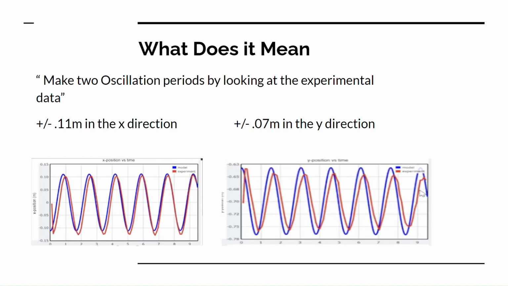All right, so, make two oscillation periods. We look at the graph we had on the other slide. We see that it goes between about 0.11 and negative 0.11 in the x direction, and the same in the y. It goes down 0.07 meters. That one is set at 0.7, so you'd have to add minus 0.07 or plus 0.07. But that is the oscillation.